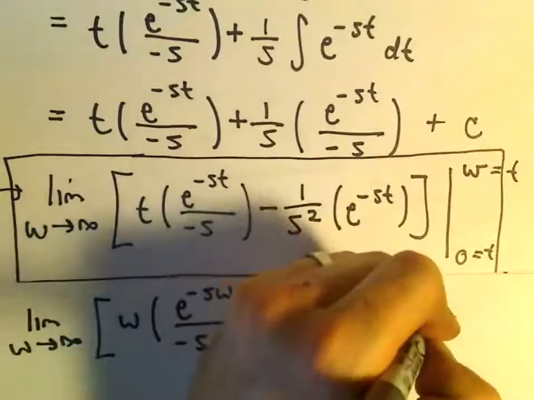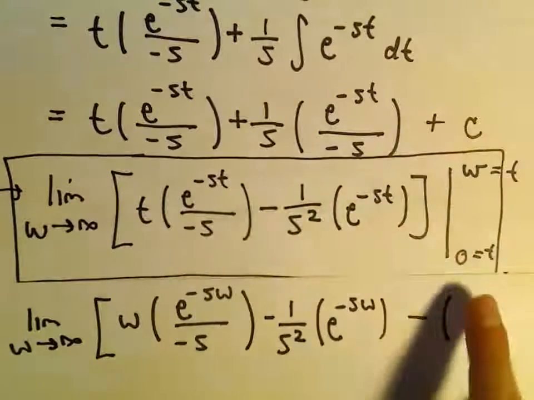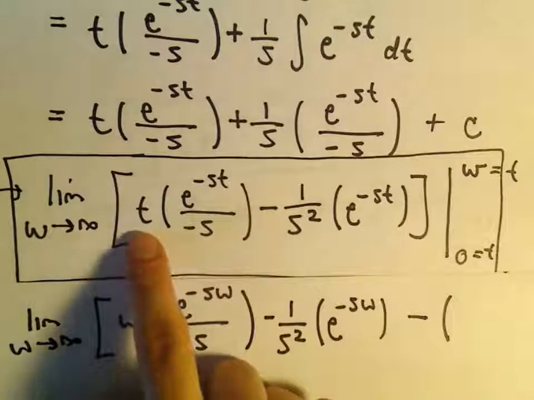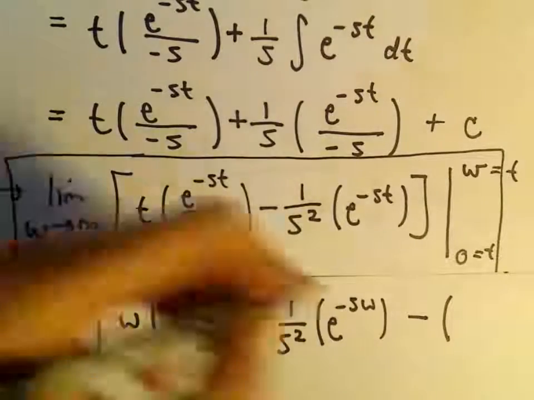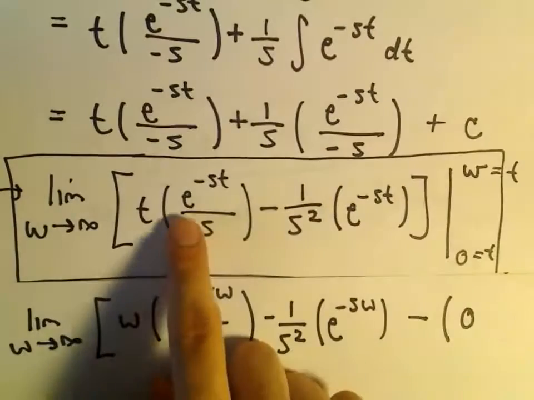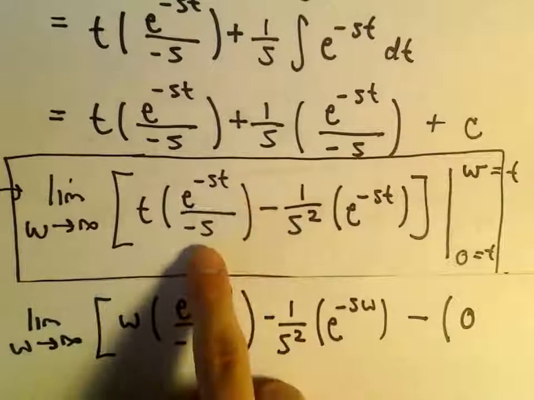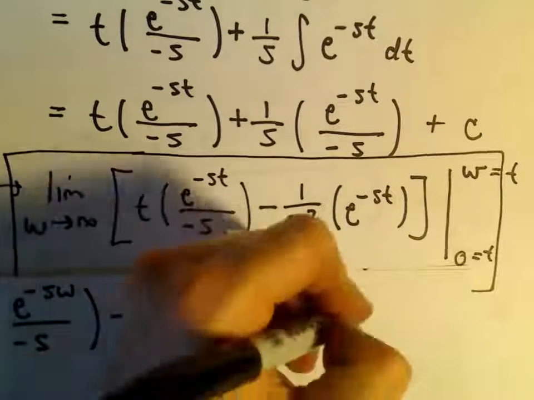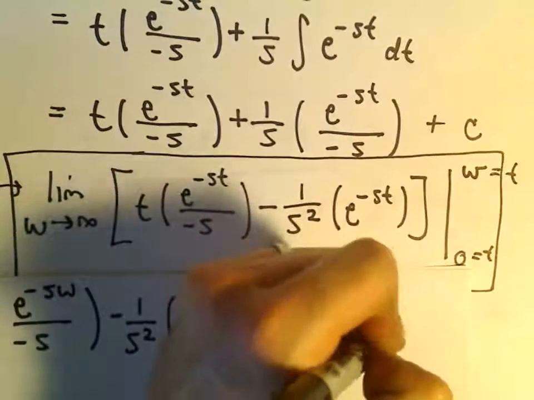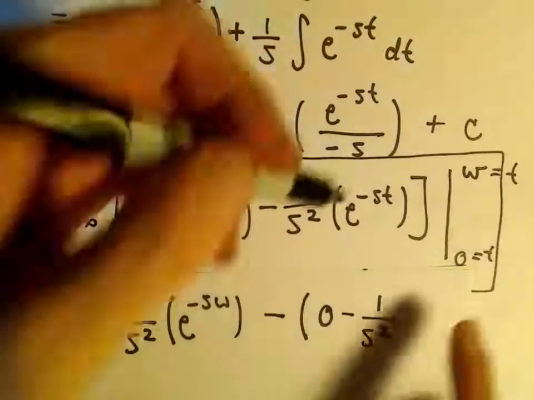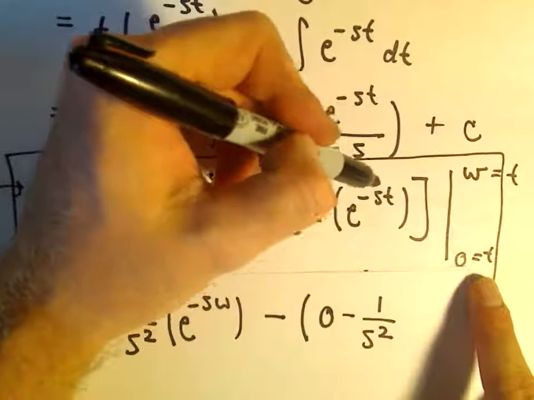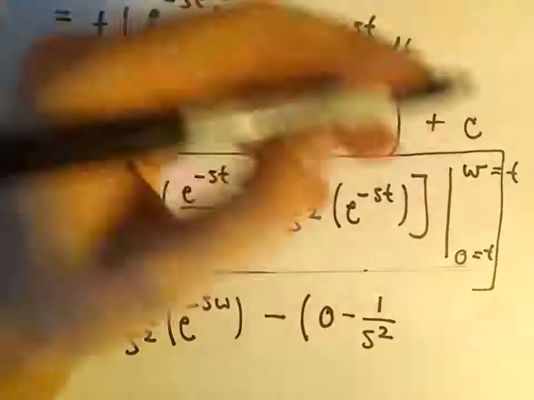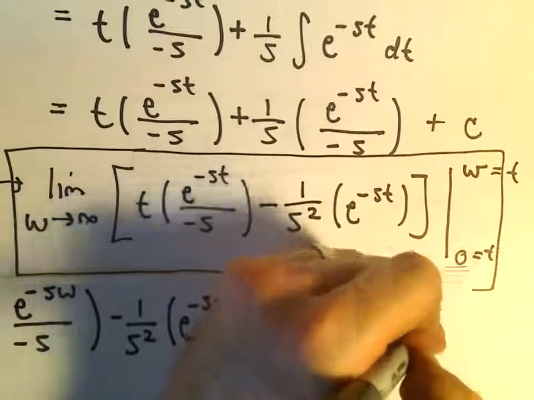And then let's see, when we subtract our lower limit of integration, notice if we plug in t equals 0 in our first term, we're going to get 0 times all this e to the negative st over negative s, but who cares? Since we're multiplying by 0, we'll get 0. And then we have minus 1 over s squared. Again, I'm plugging in t equals 0, so we would get e to the 0 power. And recall, e to the 0 power is just 1.